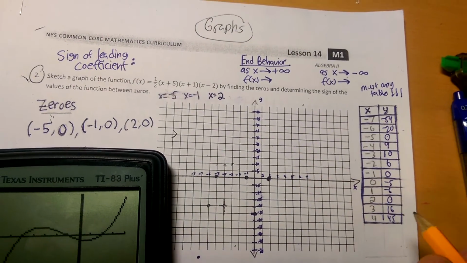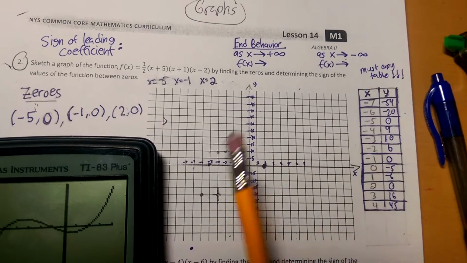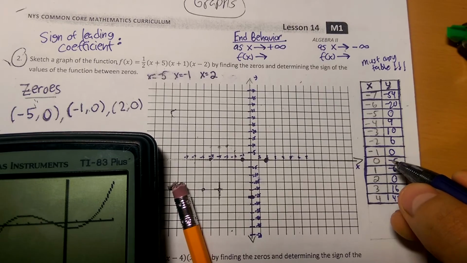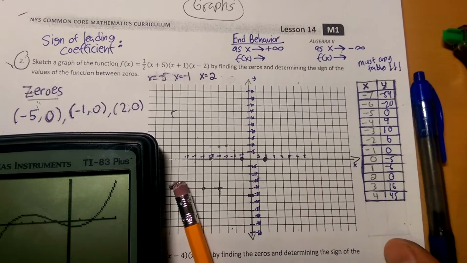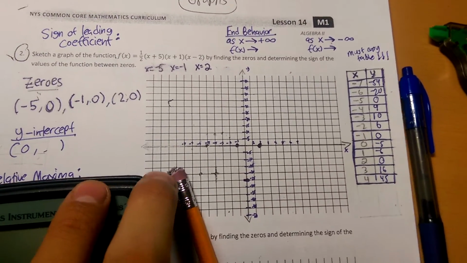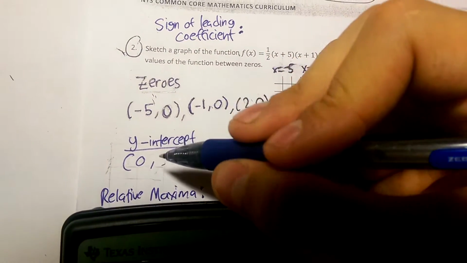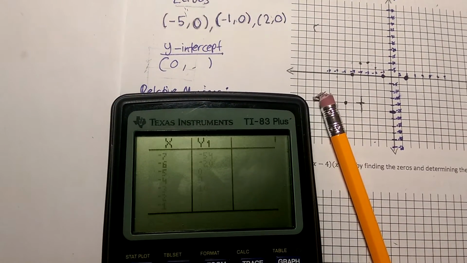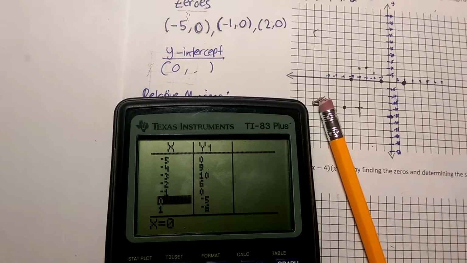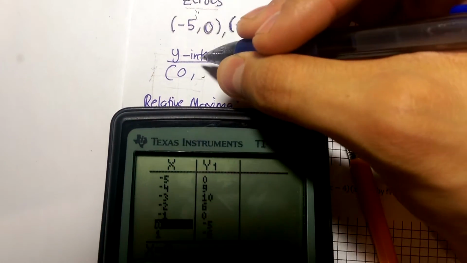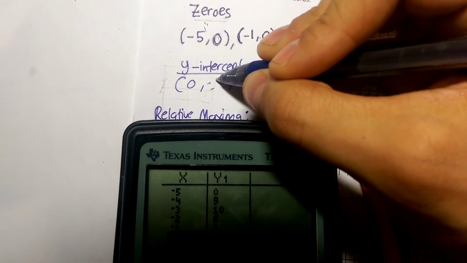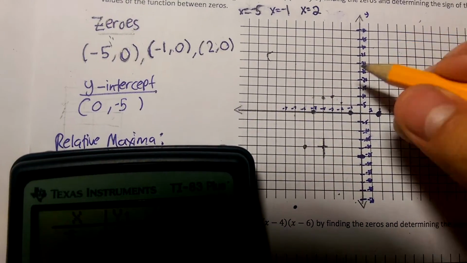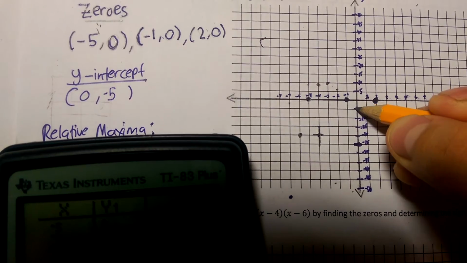0, -5. Guys, very important here. 0, -5 is actually what important point? It is called the y-intercept. Remember, if the x value is 0, then this gives you the y value. So again, look at it from the table. Go to table. 0, -5. So that is the y-intercept, and you must label it, okay? Please label the y-intercept. 0, -5. So I'm going to plot that right there, okay?